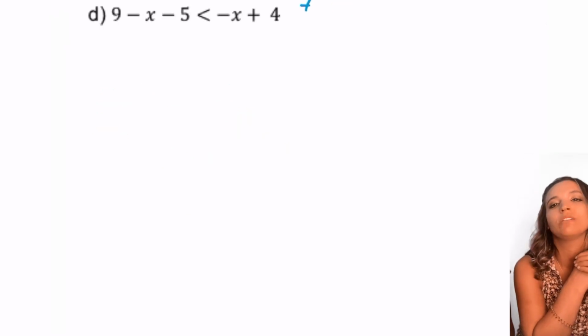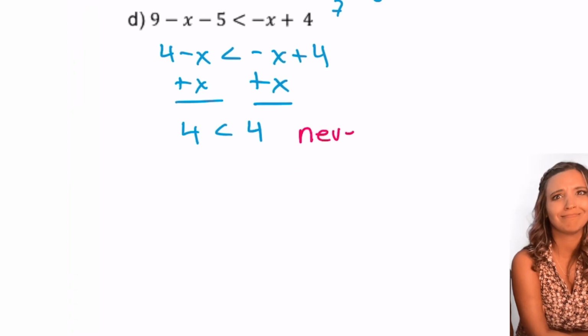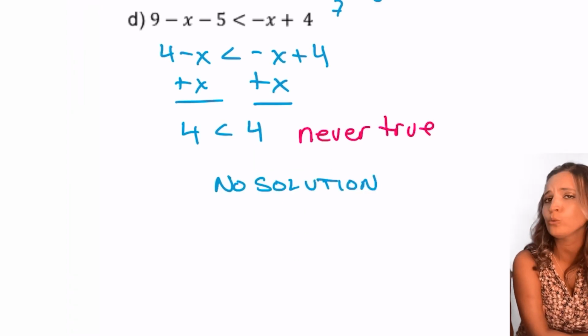What happens in this next one? Solve. 4 is less than 4. That's never true. So no solution.